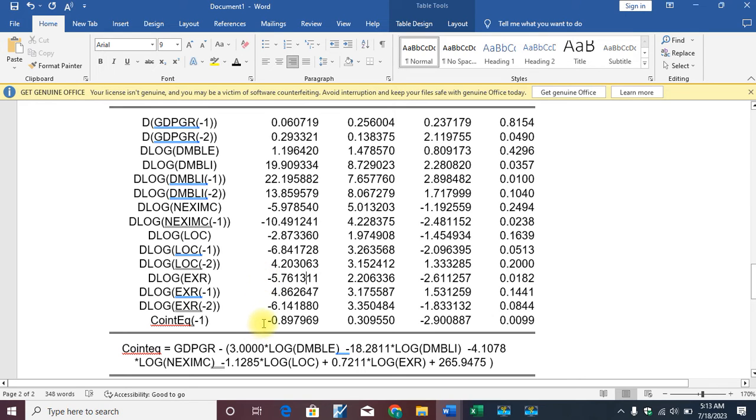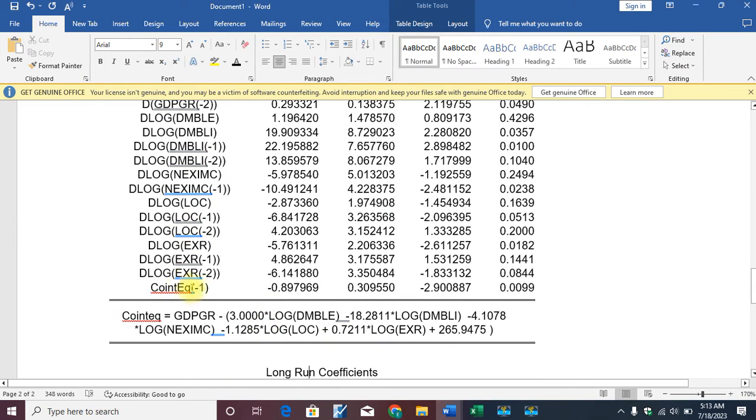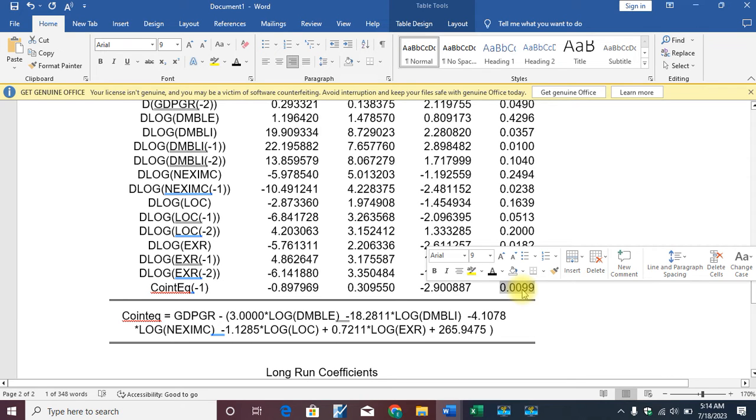Then the other important factor in the short run is what they call the co-integrating equation 1, also called the ECM term. The ECM term is the error correction term. This error correction term is expected to have three characteristics. It is expected to be negative, less than 1, and the p-value is supposed to be significant. It's only when these three conditions are upheld that this error correction term will be accepted.